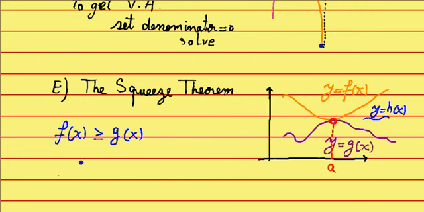Next one, it says that f and g have a limit at this point, and that limit is the same limit. So whatever this limit is, it's the same number. So the limit of f of x and g of x as x approaches a are the same. Let's call it L.